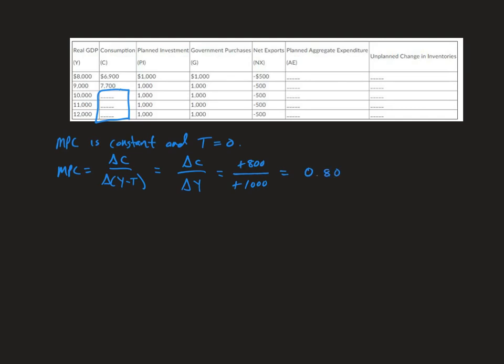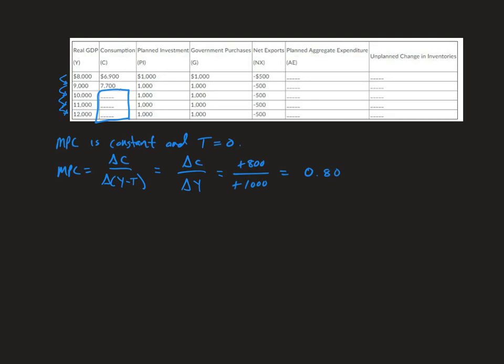What that means is every single time this goes up by 1,000, up by 1,000, up by 1,000, up by 1,000, we're going to see consumption going up by 800. That means those 3 things here. Let me see if I can write this in a way that is neat, because this is kind of little tiny, but let's see what we can do.